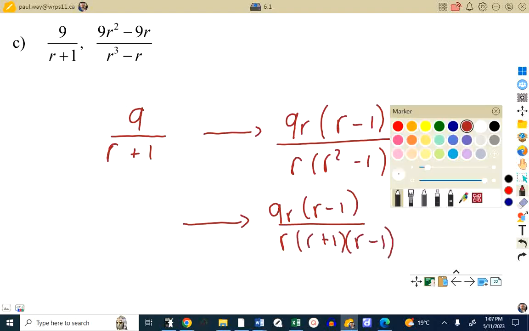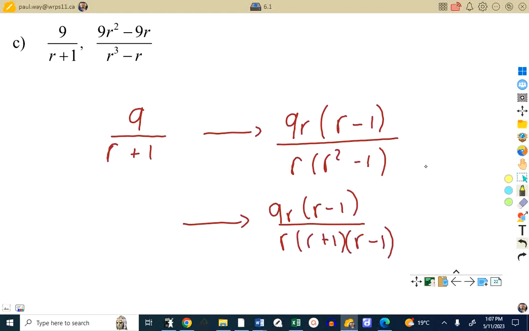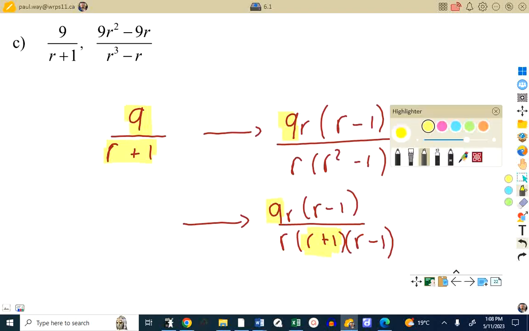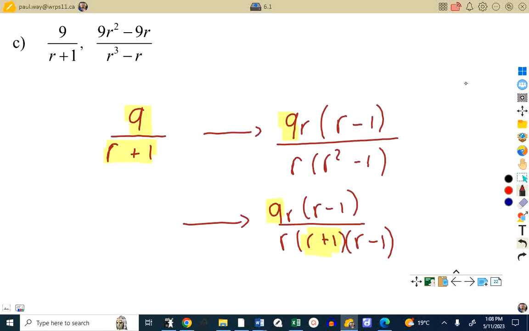If we look at what we had to begin with, what we had to begin with was a 9 on the top and an r plus 1 on the bottom. There's our 9 on the top. There's our r plus 1 on the bottom. What additional stuff has been sprinkled on the top and the bottom? There's an extra r as a factor. There's an extra r minus 1. So we've multiplied the top and the bottom by r and r minus 1.